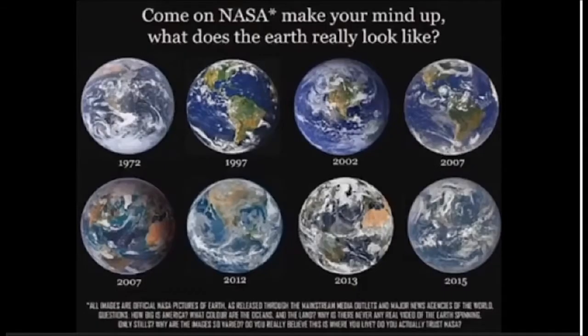Now, taking a look at all these images provided by NASA over the years of the supposed ball Earth. Of course, I've covered this many times. None of this adds up. But 2012 in North America, look at the United States. Look how large it looks. Look how big it looks in relation to the other so-called ball Earths.